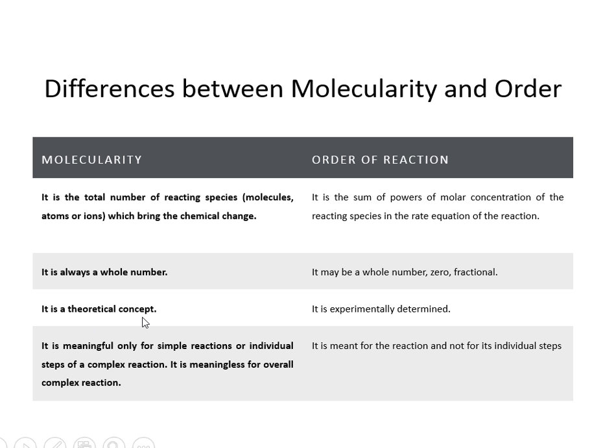Molecularity is basically a theoretical concept, while order of a reaction is experimentally determined. So you will perform the experiment in order to determine the order of reaction. But molecularity, it's just a theoretical concept where theoretically you will know what is the molecularity, or how many reacting species are present. Then the last point is molecularity is meaningful only for simple reactions or individual steps of a complex reaction. It means that I have already told that molecularity will be determined only for elementary reactions.